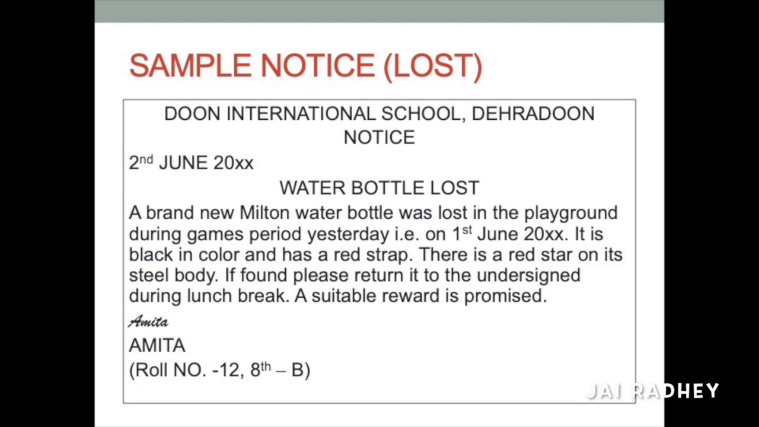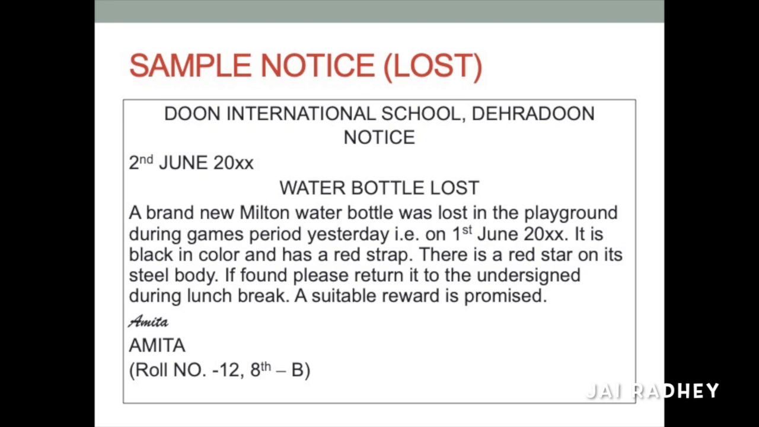Now let's see one example. First of all, what we have to write is the name of the institution. This is a notice put on a notice board in Doon International School, Dehradun. Then we have written the heading notice, and in the third line the date is written: date, month and year. Then in the center, the heading of the notice, what is it about? Lost a water bottle, so WATER BOTTLE LOST. Now the body of the notice, let's read.